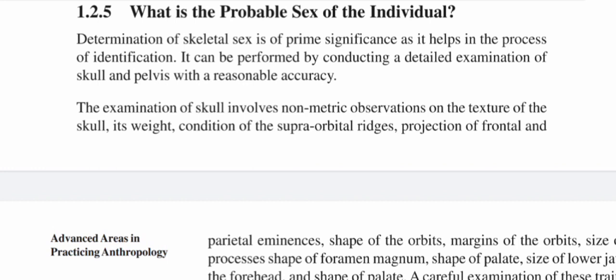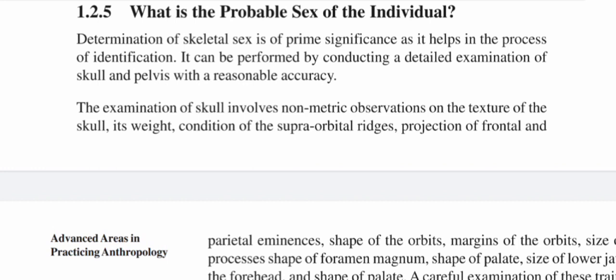What is the probable sex of the individual? Determination of skeletal sex is of prime significance, as it helps in the process of identification. It can be performed by conducting a detailed examination of skull and pelvis with reasonable accuracy.